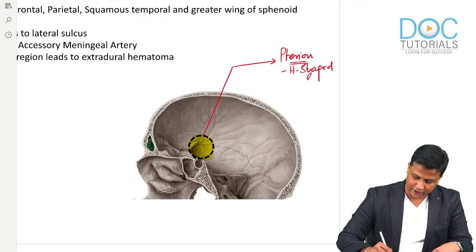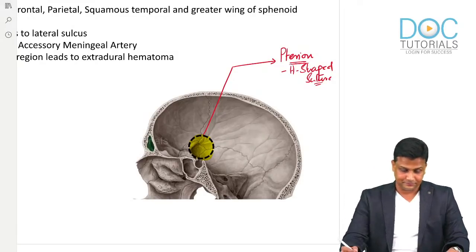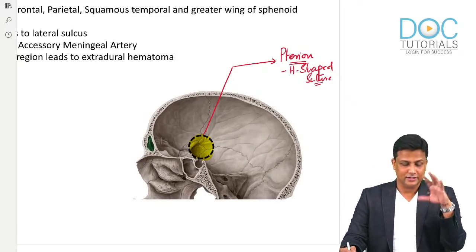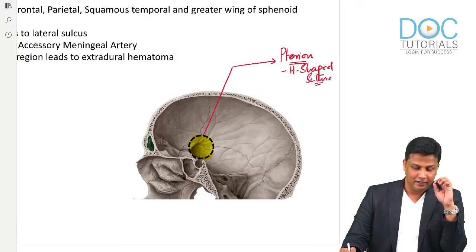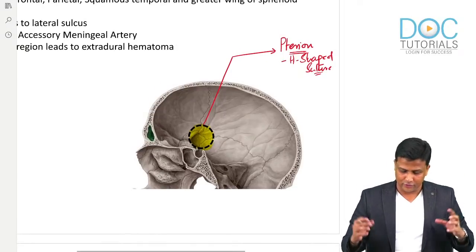I don't want to take any risk for my students here. They're asking many questions in almost every exam. Yes, the marked one is Pterion. Very good, Prajwal. Now let us see every point related to that, like how many bones are actually combining here?